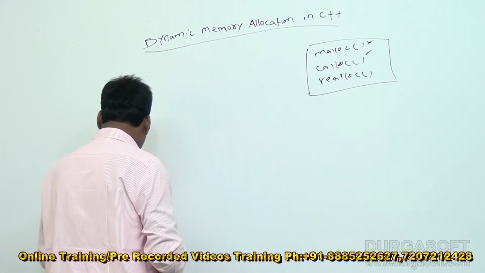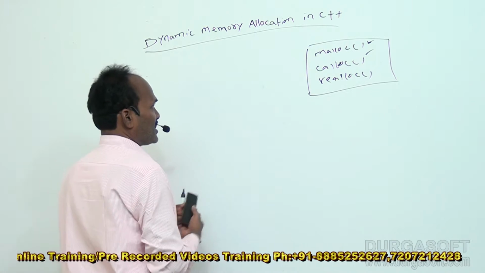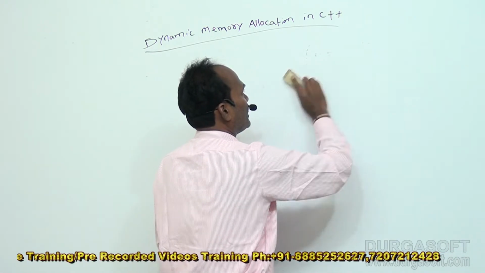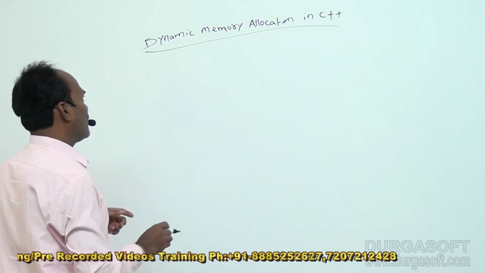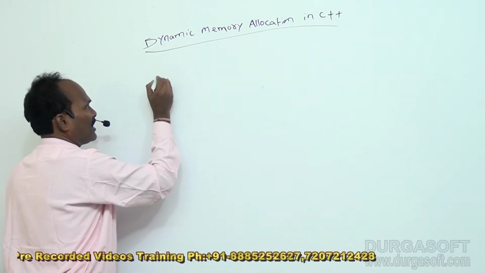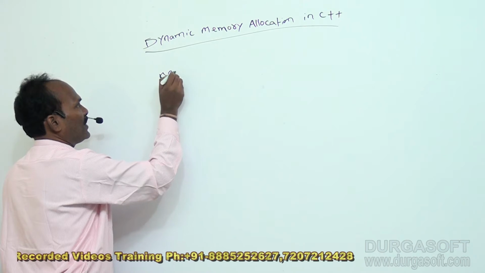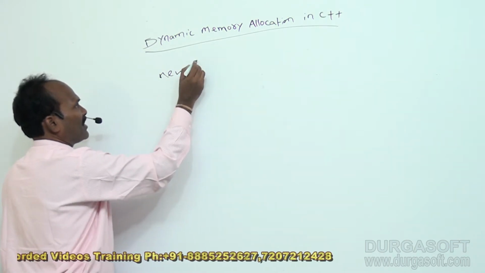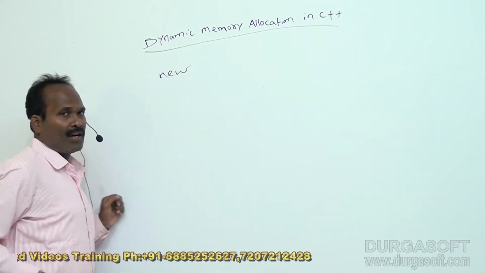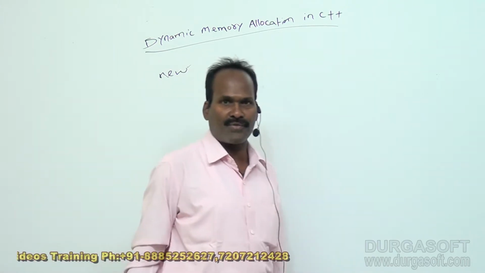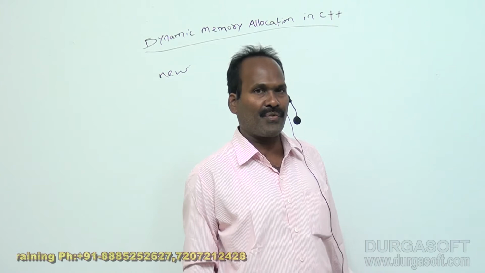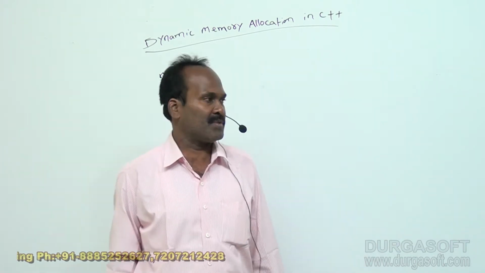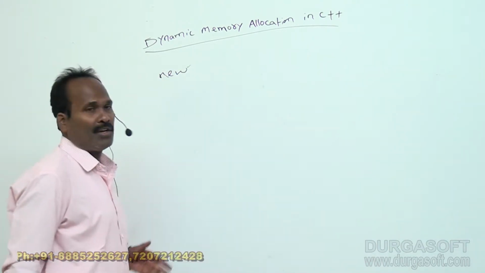Now, when coming to C++, we do not require all these functions. Using only a single function we can allocate the memory. So what is the single function here? The new operator. This is for allocation of memory for all types like integers, characters, floating point numbers, arrays, structures, objects, for all kinds of entities. So we can make use of the new operator.